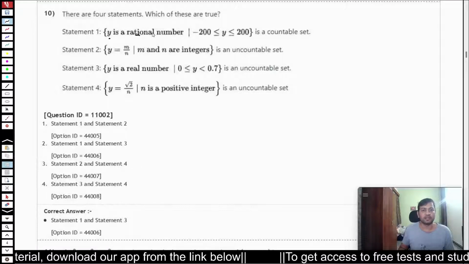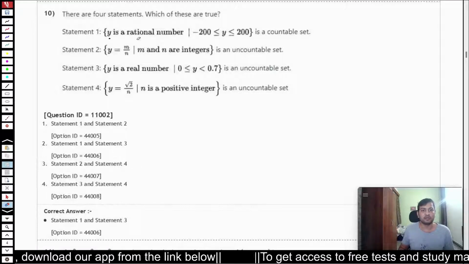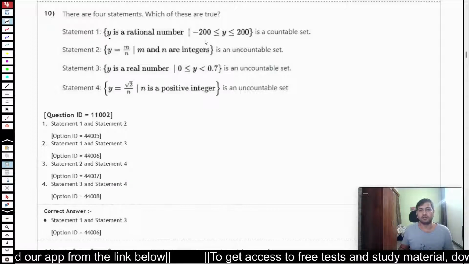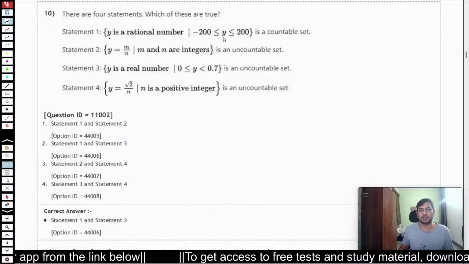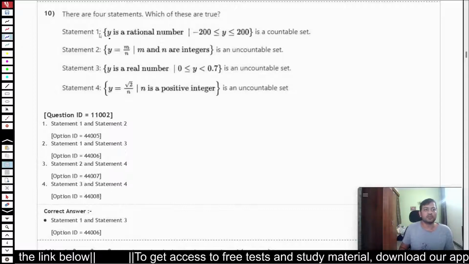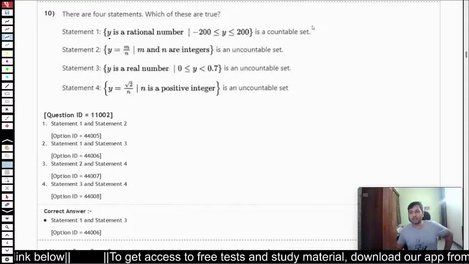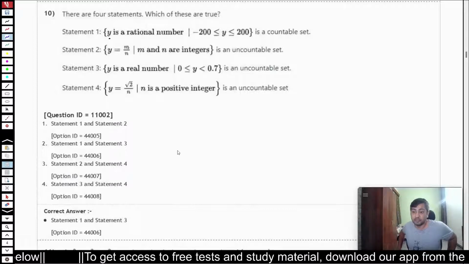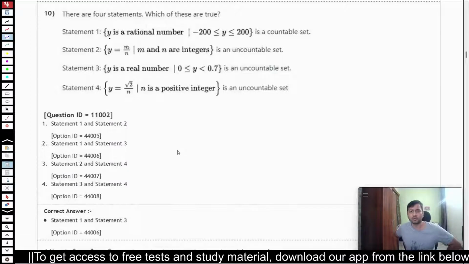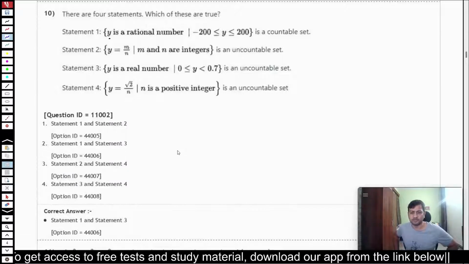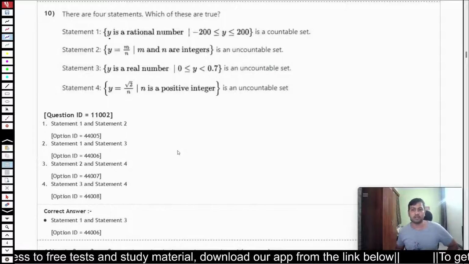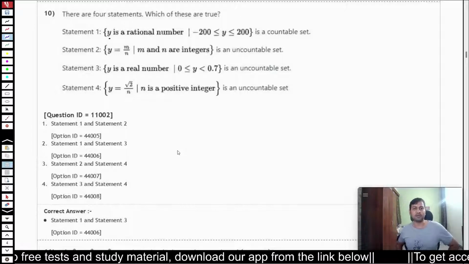Yeah, y is a rational number. If y is a rational number, then the set minus 200 less than or equal to y less than or equal to 200 is a countable set. ठीक है. So countable, uncountable sets is something which comes from cardinality of numbers. So if you do not know this topic, you can basically click the I button above and you will be redirected to that particular topic जहाँ मैंने पढ़ाया है.